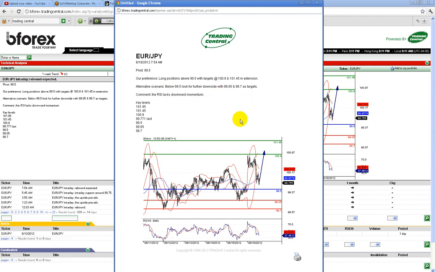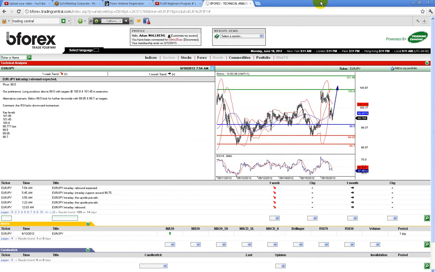So this is basically it. You can see on the comment, the RSI lacks downward momentum. It means it lacks downward, so basically it will go up. So you can open this position. So this is our first signal. Let's take another signal.